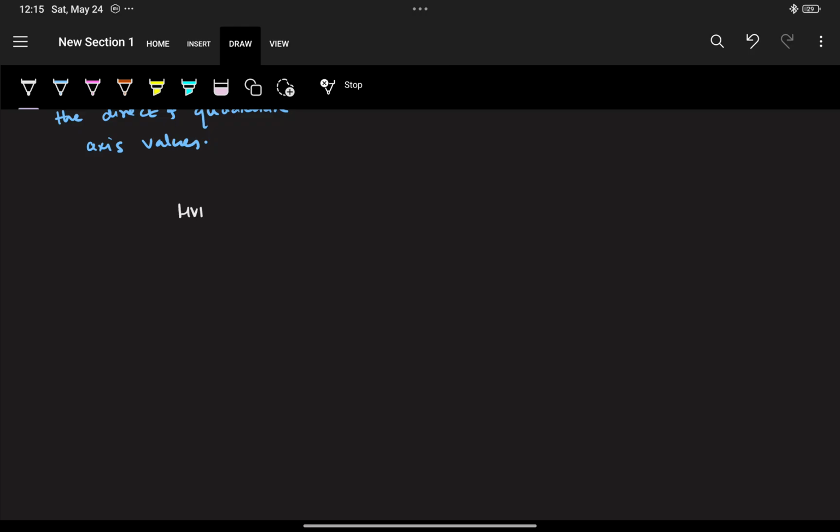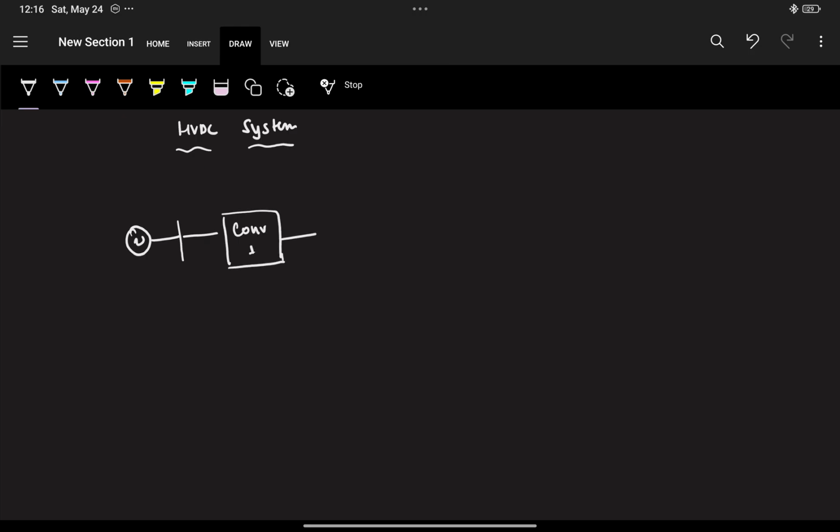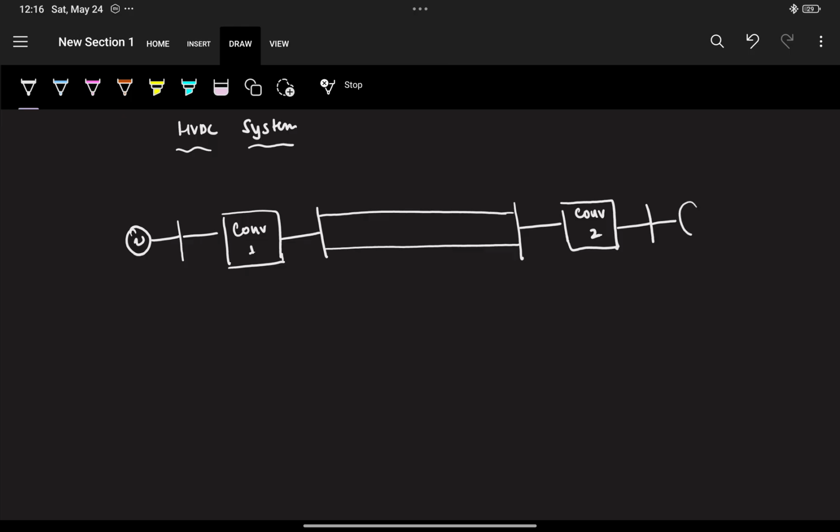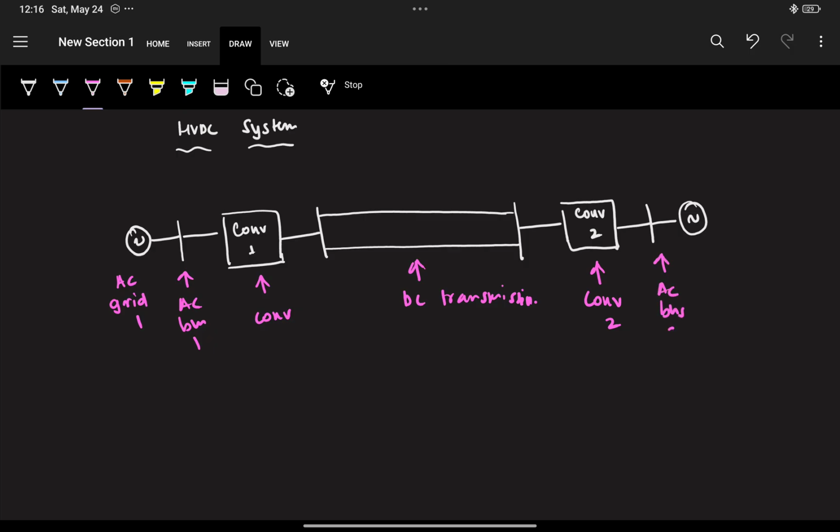Basically, an HVDC system in earlier times only had two terminals. This is converter number 1. This is a DC bus. We make the transmission. We have another converter number 2. We have another bus, and this is another AC. So we can say it is AC grid 1. This is AC bus 1. This is the converter. This is DC transmission. Sorry for my handwriting. This is converter number 2. This is AC bus 2, and this is AC grid 2.